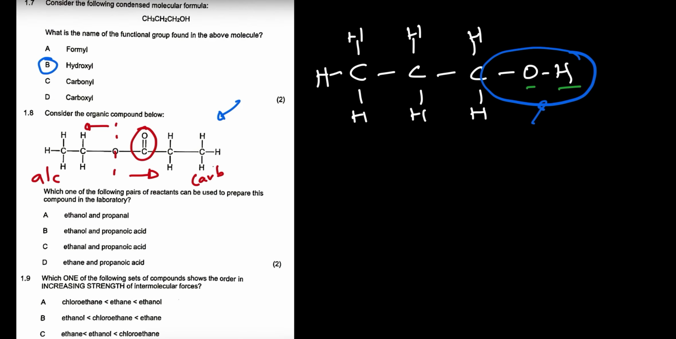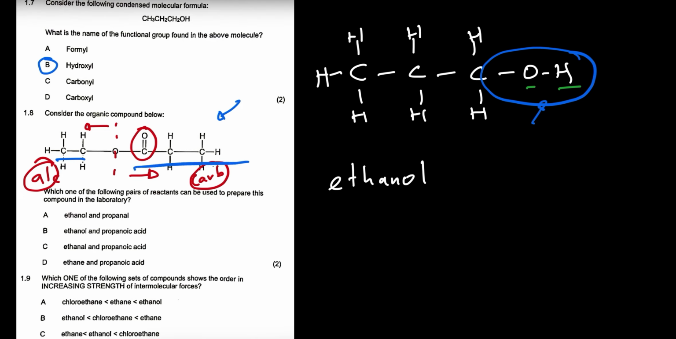The question says, which one of the following pairs of reactants can be used to prepare the compound in the laboratory? So we know the compound will be made from an alcohol and a carboxylic acid. So we can just answer this ourselves before we look at what we have on the diagram. We can clearly see the alcohol is going to have 2 carbons. Remember, if we have 2 carbons, we know that is eth. So the alcohol will be ethanol, because we have 2 carbons on the alcohol. 2 carbons means eth, and then the OH means it's going to be ethanol.